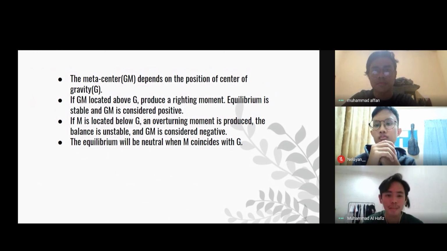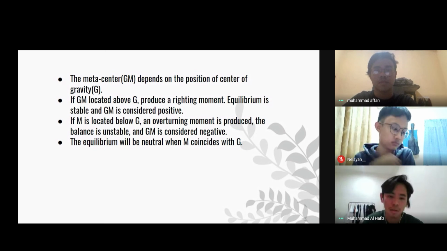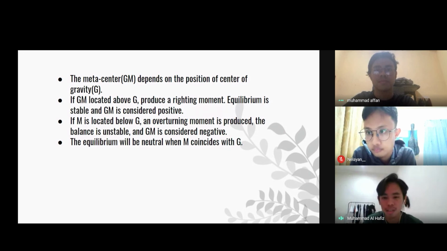The first one is the metacenter, GM, depends on the position of the center of gravity, G. If the metacenter M is located above G, it produces a righting moment, equilibrium is stable and GM is considered positive. But if M is located below G and an overturning moment is produced, the balance is unstable and GM is considered negative. The last point is the equilibrium will be neutral when M coincides with G.